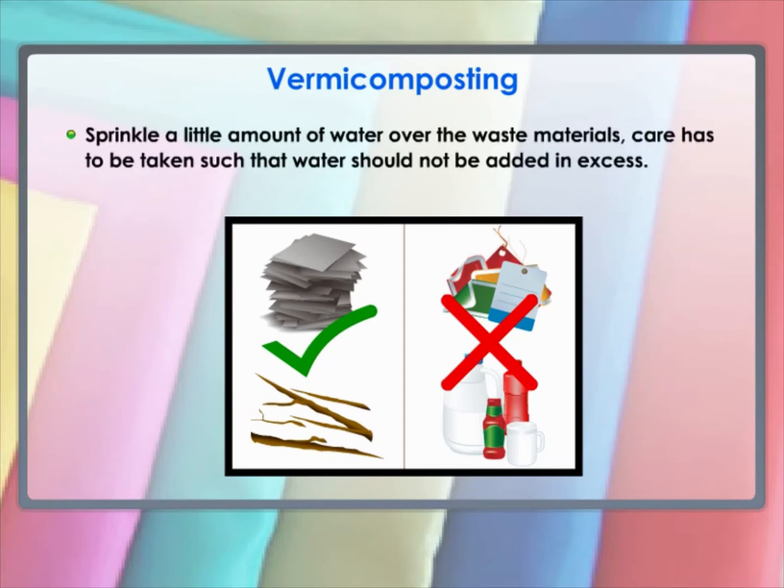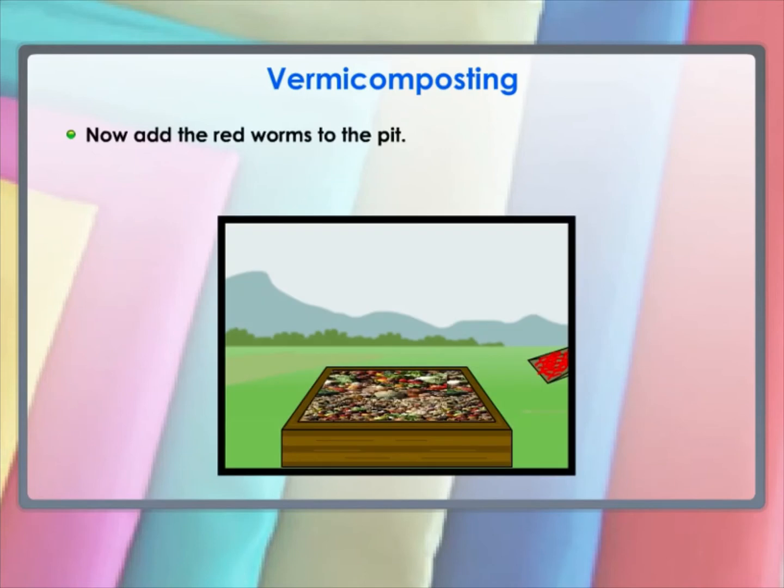Sprinkle a little amount of water over the waste material. Care has to be taken such that water should not be added in excess. Now add the red worms to the pit.